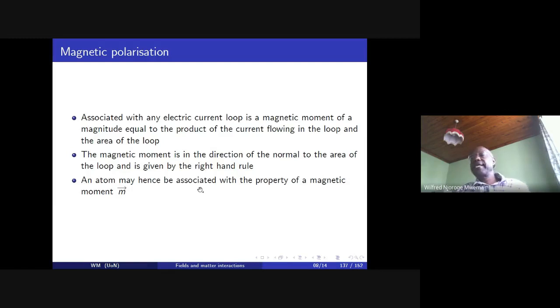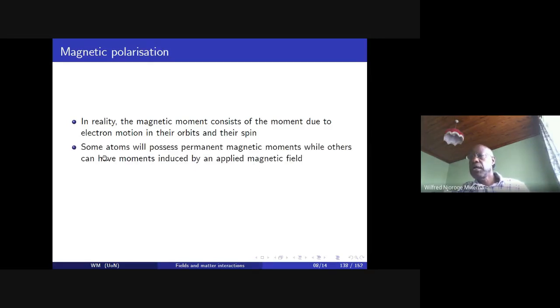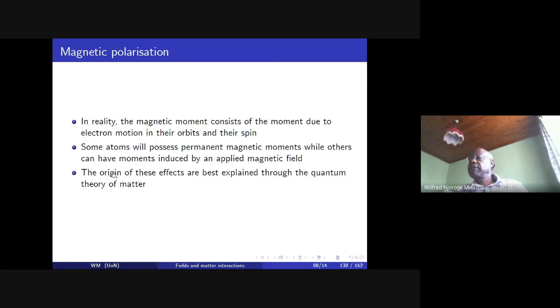So an atom may hence be associated with a property of magnetic moment m, okay? But in reality, the magnetic moment will consist of the moment due to the electron motion in their orbits as well as their spin. You know that we can have spin up or spin down electrons. So some atoms will possess permanent magnetic moments, while others may have moments that are induced by an applied magnetic field. The origin of the effects will be best explained through quantum mechanics, but we are not going to go into that for now.